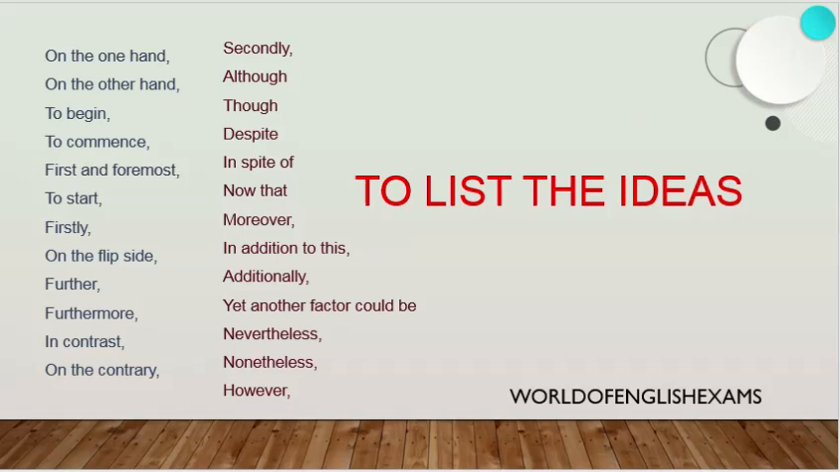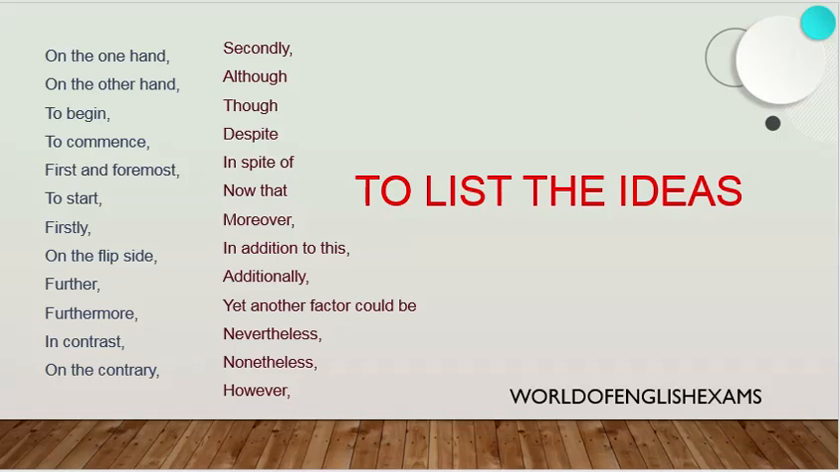So for this, I am giving you certain examples. On the one hand, on the other hand, to begin, to commence, first and foremost, to start, firstly, on the flip side, further, furthermore, in contrast, on the contrary, secondly, although, though, despite, in spite of, now that, moreover, in addition to this, additionally, yet another factor could be. Nevertheless, nonetheless, however. So you have so many linking cohesive devices when you're planning to list the ideas.